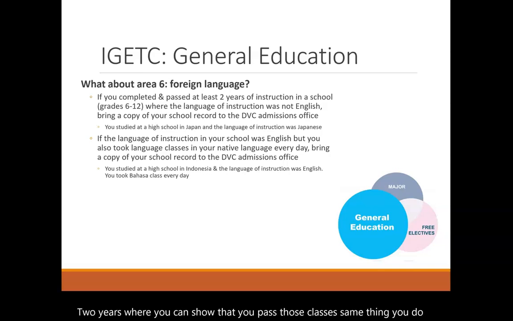If you don't fall into one of these two categories, I would say come by and see one of us in counseling so we can look at other possible ways that we can prove your proficiency.